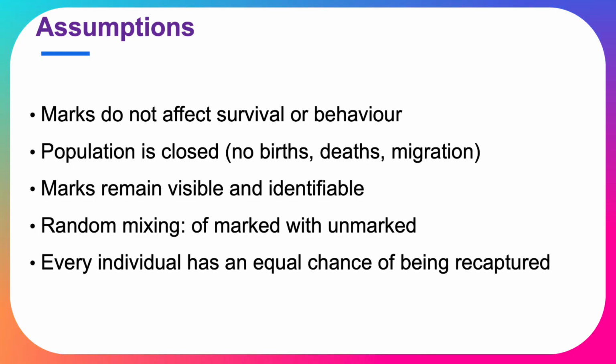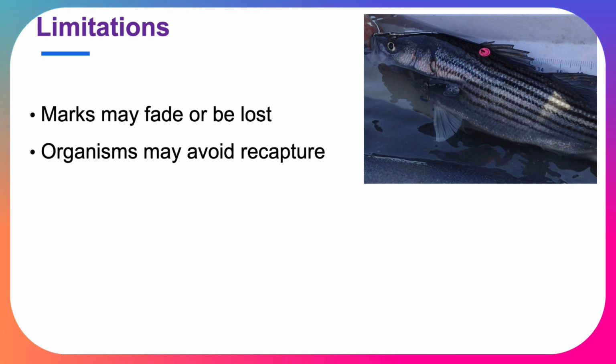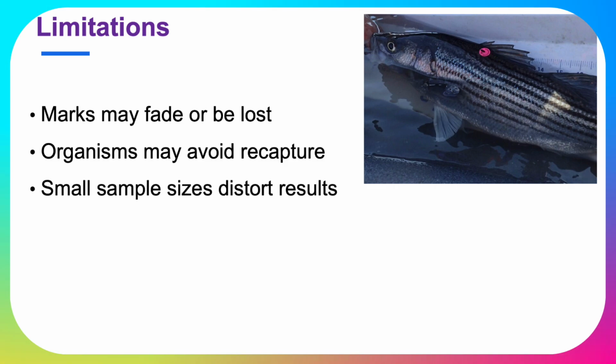It is only an estimate because it could be biased by, for example, putting on a mark that actually affects the survival or the behaviour. We're making an assumption that's not true, and that is that there's no births, deaths, migrations, etc. And we may actually bias it by having a mark on these organisms and changing their behaviour such that they don't want to mix with the unmarked, or the unmarked don't want to mix with the marked. So these are biases we could introduce. Now, there are some other limitations as well. The marks may fade or get lost. They might fall off, and we can't tell if we've actually caught this one before. Also, the organisms may avoid being recaptured because of the negative experience.